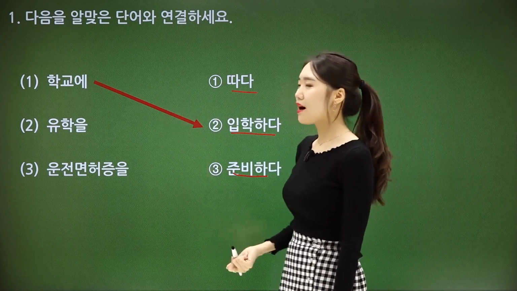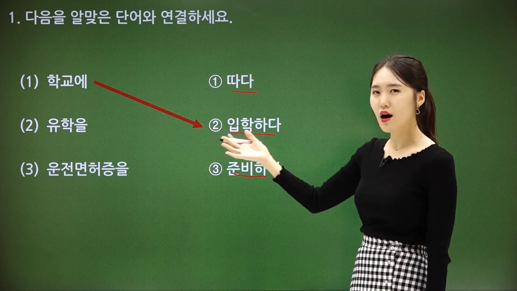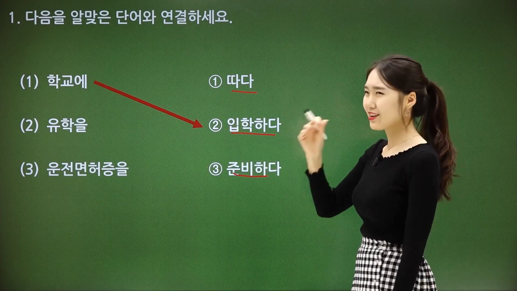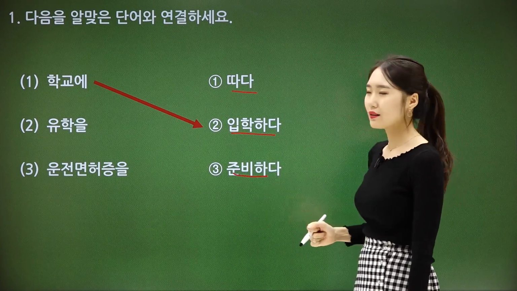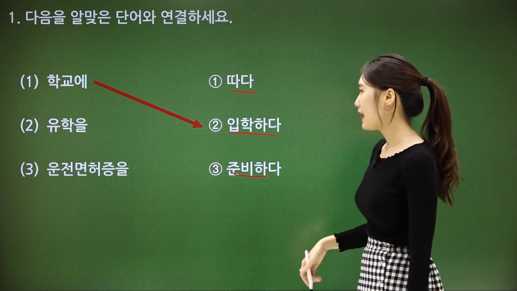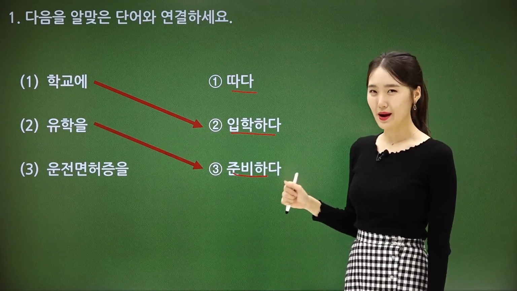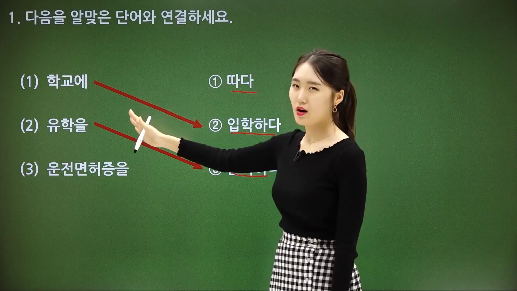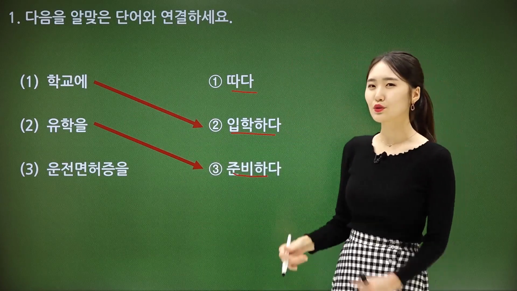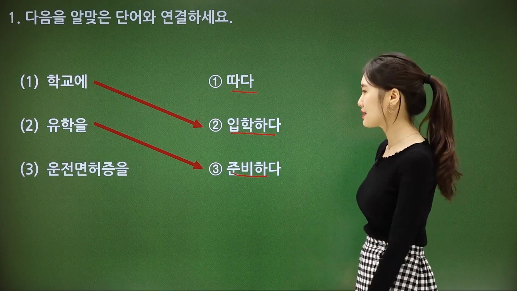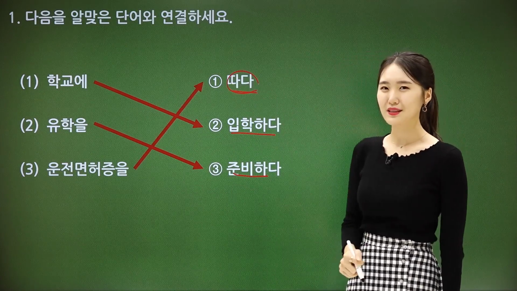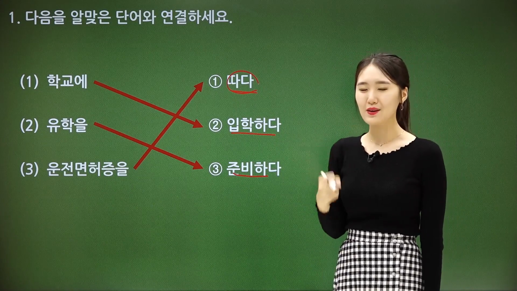Second one, 유학, study abroad. 유학을, what do you do with study abroad? 따다, earn it. Or 준비하다, prepare. 유학을 준비하다, prepare, study abroad. Okay. 운전면허증을, what do you do with driver's license? You have to earn it. 따다. 운전면허증을 따다, 따요.